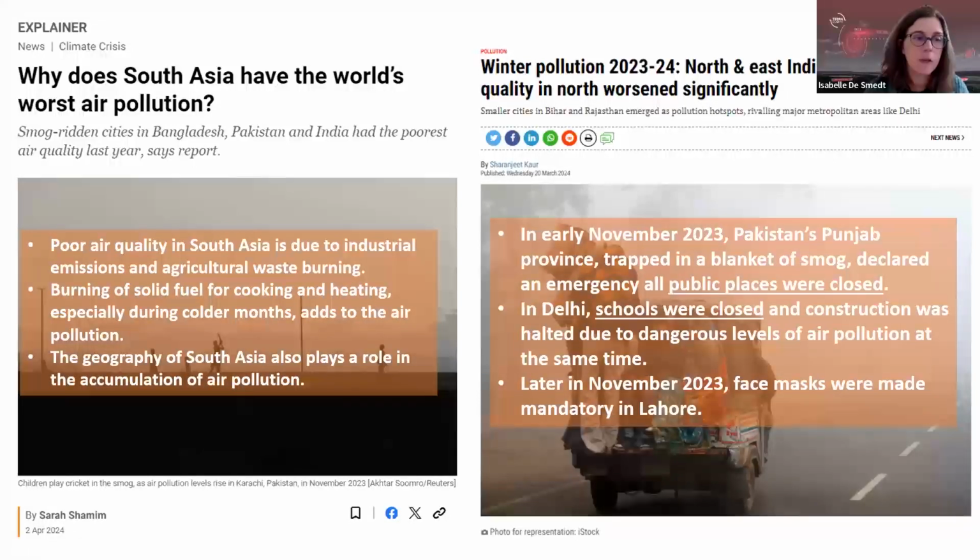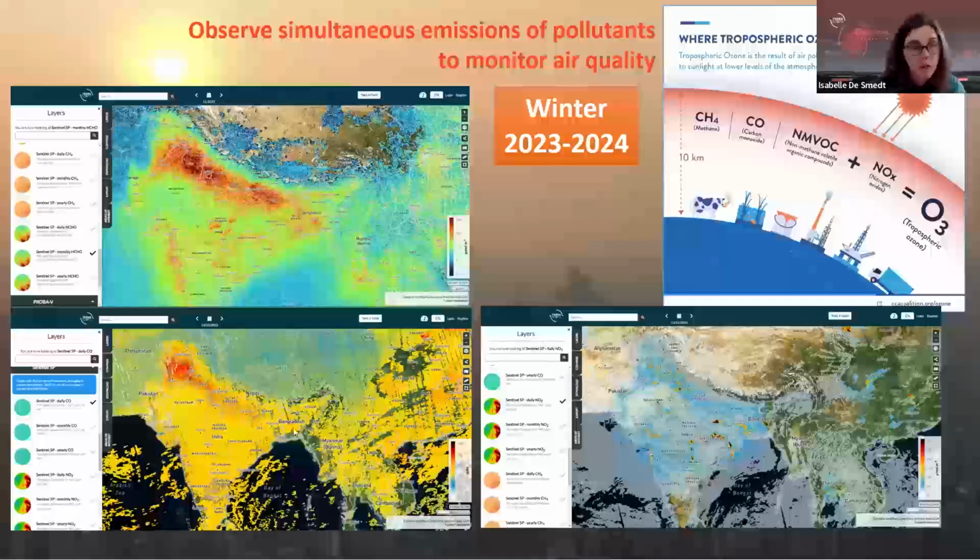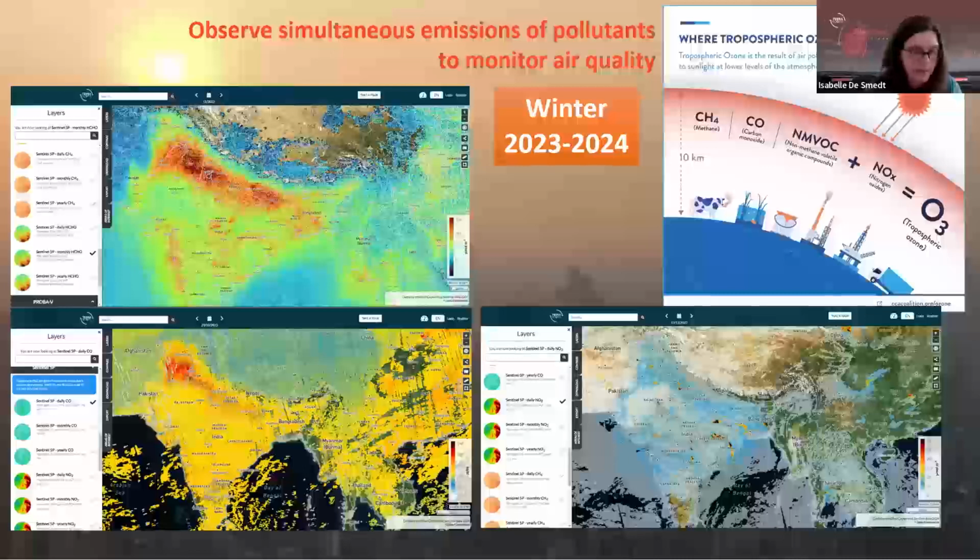And also it was winter time, so burning of solid fuel for cooking and heating adds to the air pollution. Also the meteorological conditions and the geography of this region play a role, since the Himalaya mountains act as a barrier and block the pollution in this area, creating an accumulation of air pollution. So again, here are some different observations of the different gases that you can access in Terrascope.